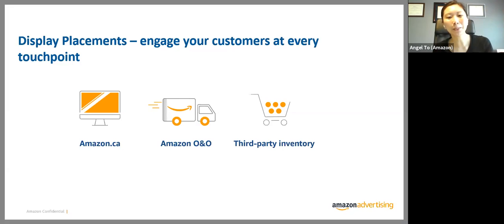On Amazon.ca, that's kind of a no-brainer. We have the ability to reach that customer on the homepage, search result pages, product detail pages, or even review pages. These are the types of pages where you can reach and engage that customer. Outside of that, we have what we call Amazon O&O. O&O stands for owned and operated, and these are websites that Amazon owns and has the rights to advertise on.